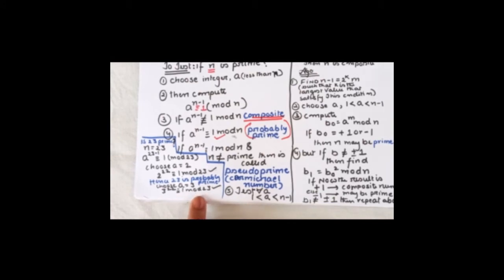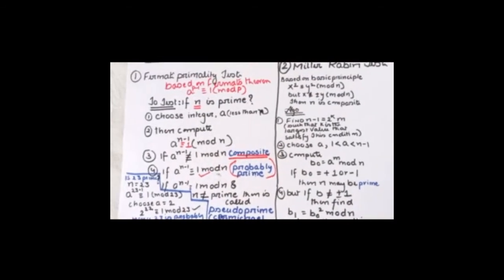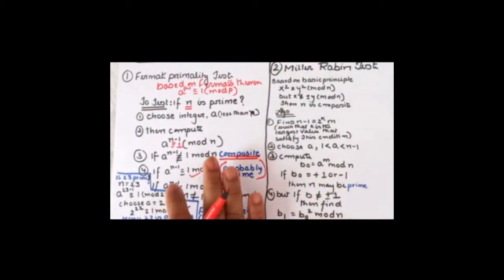If you keep on doing it, and if you do it till n minus 1, that is till 21, and you make sure that it is going to be congruent to 1 mod 23 in all these situations, then you can say that it is a prime number. Okay, so this is Fermat's primality test. I hope you have got it. Fermat's primality test is based on Fermat's theorem, right?